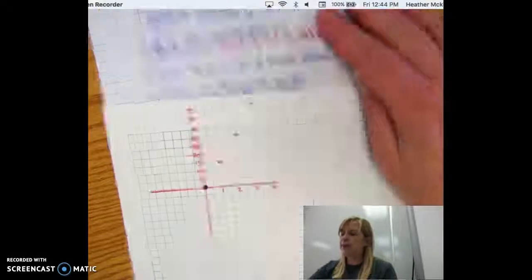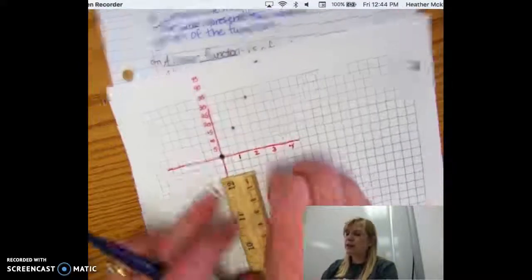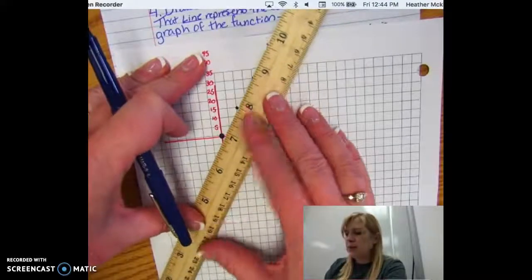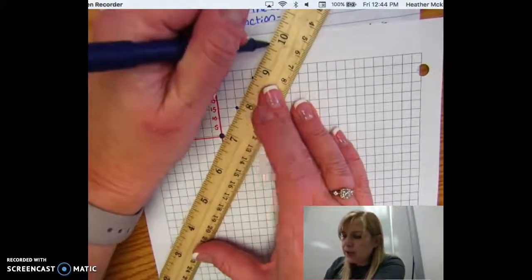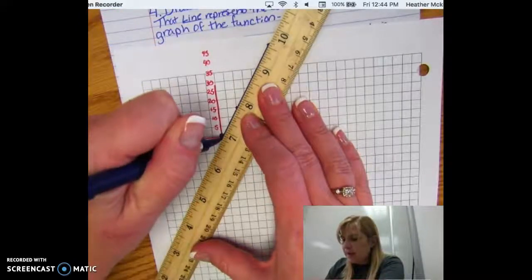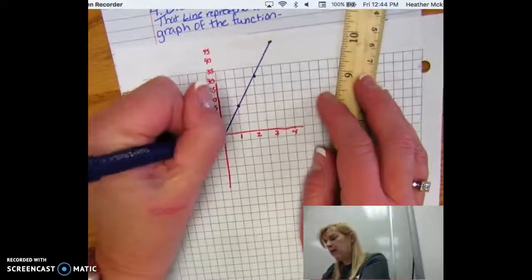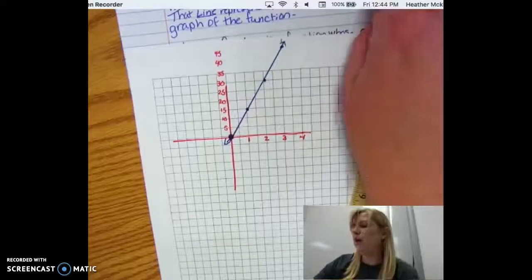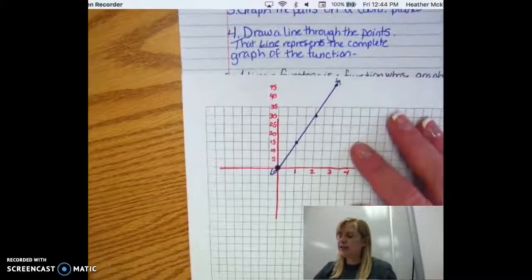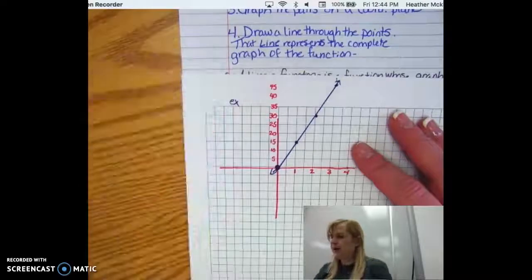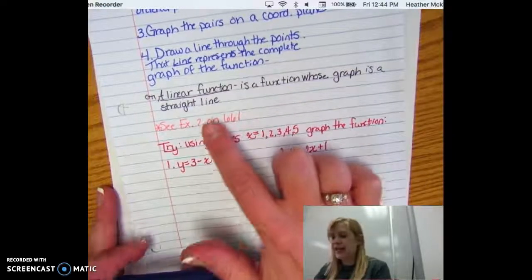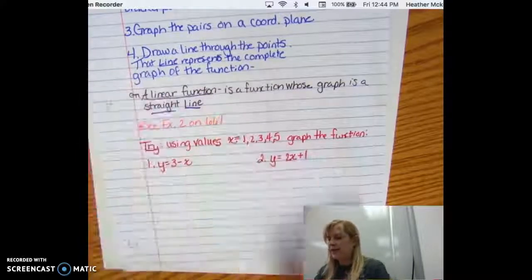So the next step after we've graphed the ordered pairs is to draw a line through this function. What I'm going to do is take a straight edge. I like my straight edge. And this line will continue in either direction, depending on what ordered pairs we put in there. So this is my example right here. A linear function is a function whose graph is a straight line.